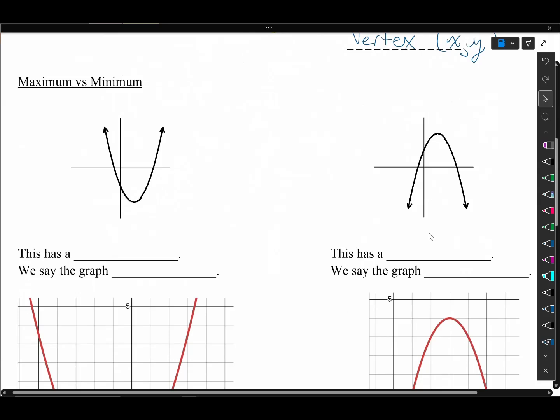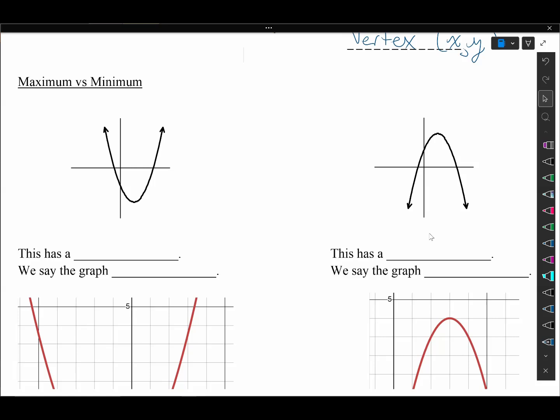So, we can have different kinds of parabolas. They'll all be the same shape, but they'll be in different locations. They'll be stretched, they'll be compressed, they'll be moved around, they'll be reflected sometimes.